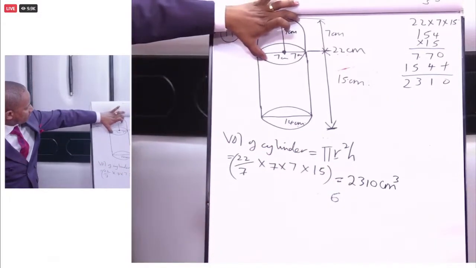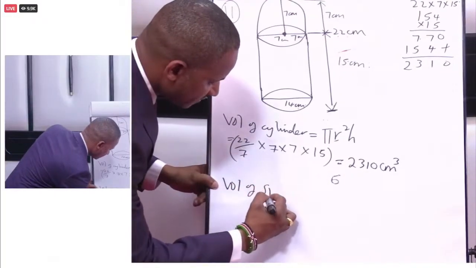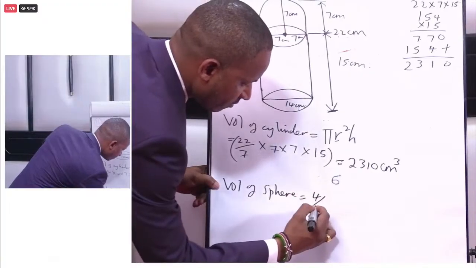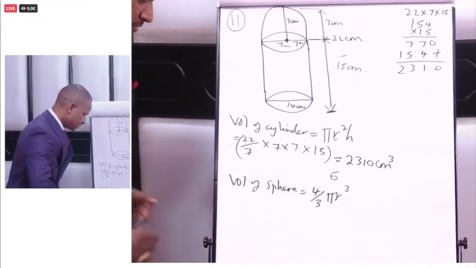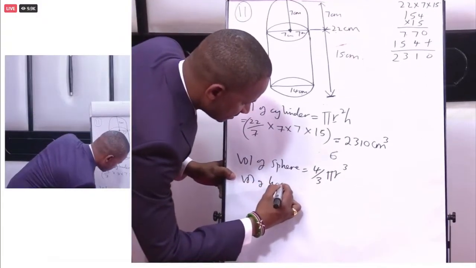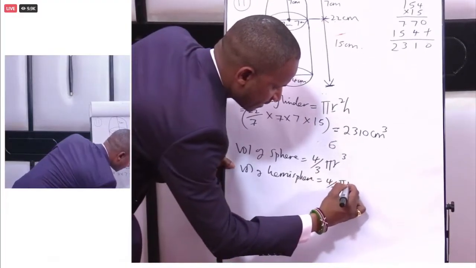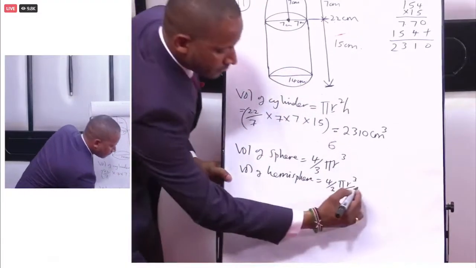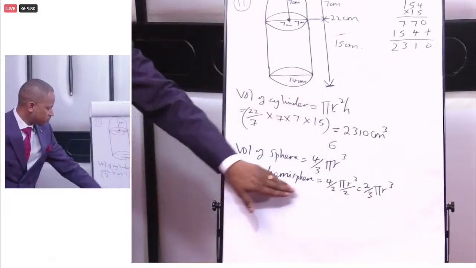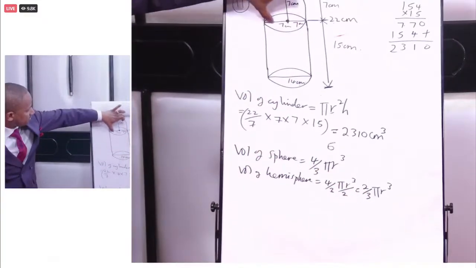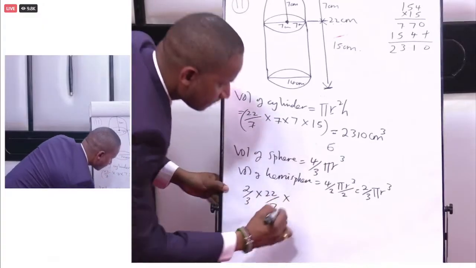Then now we have the volume of a hemisphere. But the volume of a sphere is given by 4/3 pi r cubed. But we are dealing with a hemisphere. So therefore, volume of hemisphere is half of 4/3 pi r cubed, divided by 2. This comes to 2/3 pi r cubed. So therefore, you come and solve the volume of this hemisphere, which is 2/3 times pi, 22/7, times radius cubed.